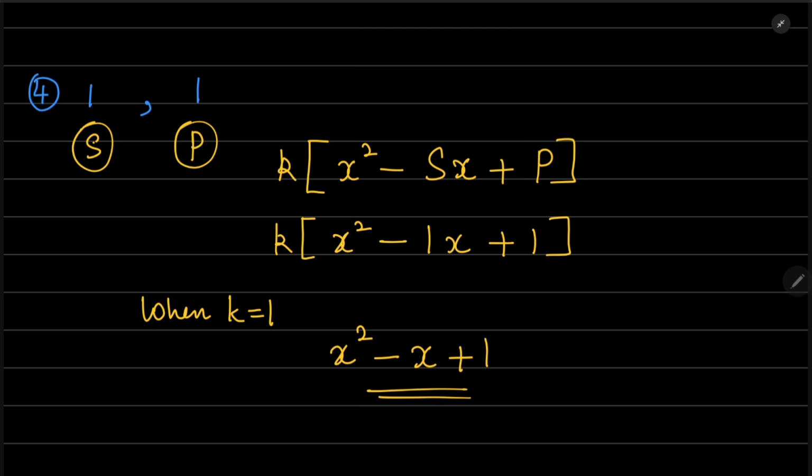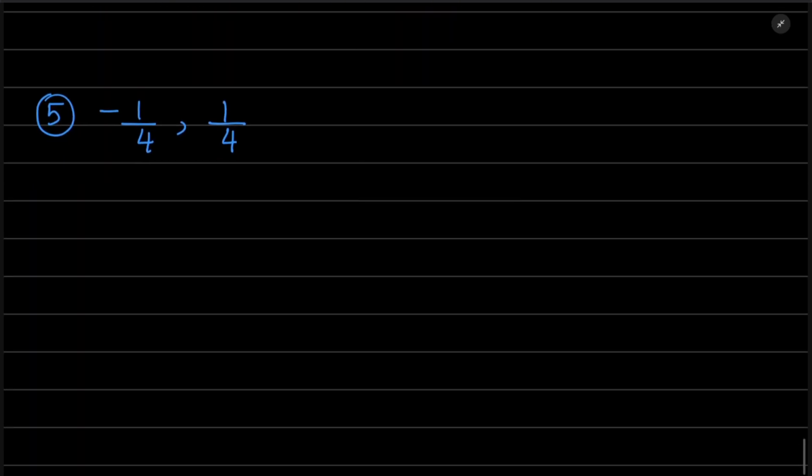Be very careful with the sign in the formula. Okay, x square minus sx plus p. Remember it. Write it in a separate notebook or mark it as important. Revise it and make sure you remember. Let's move on to the fifth question.